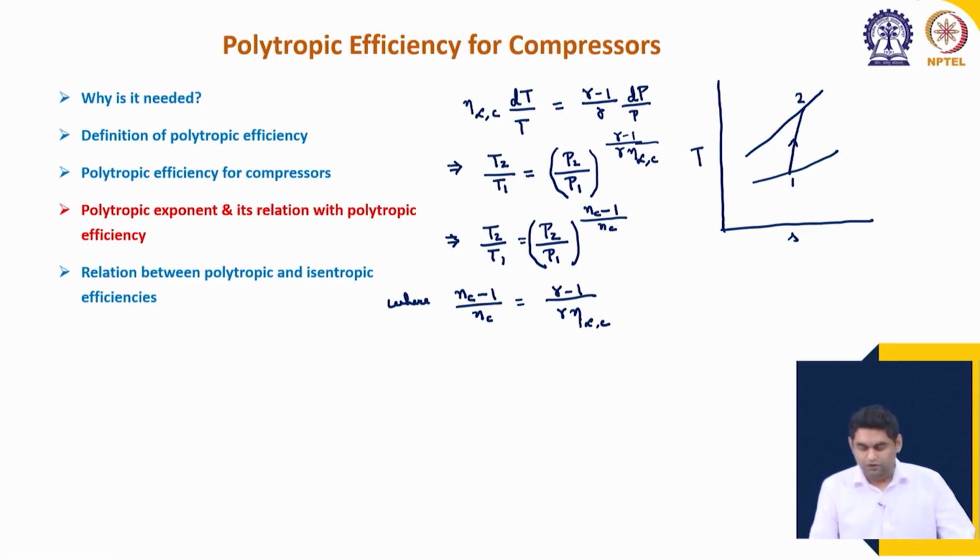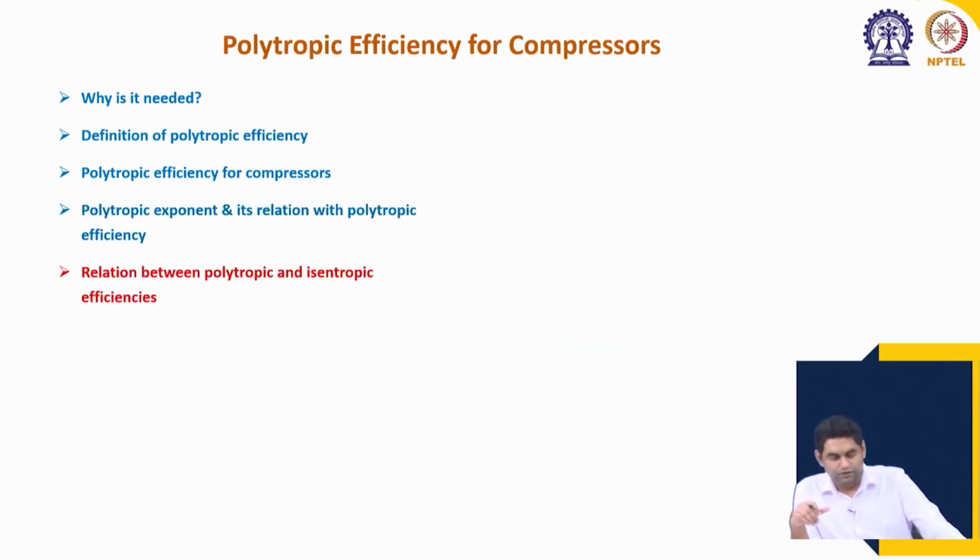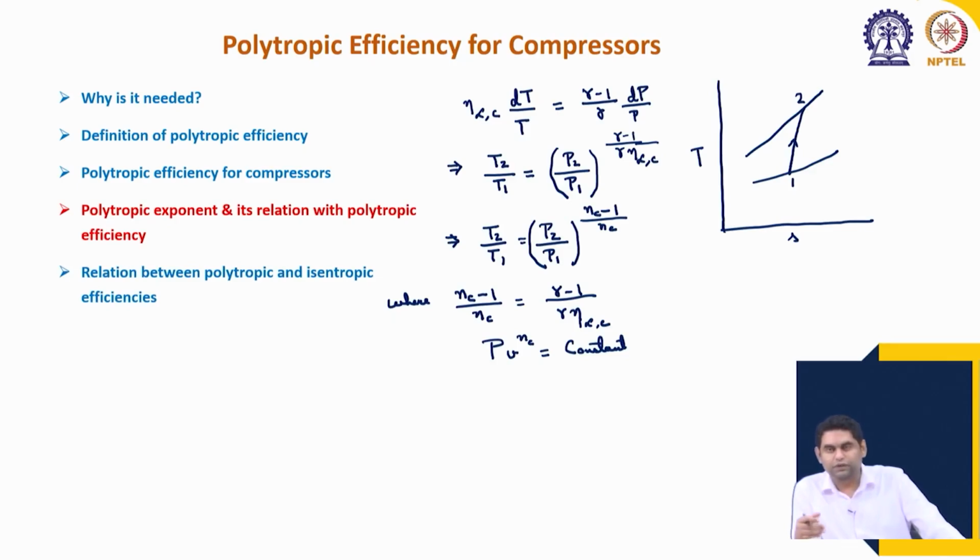This means that the process from 1 to 2 is described by P v to the power n_c equal to constant. That is why this efficiency is defined as the polytropic efficiency, and now we also know the polytropic exponent for this process and how to calculate it. So, directly we can do calculations using this polytropic exponent to find the pressures instead of using isentropic efficiency.